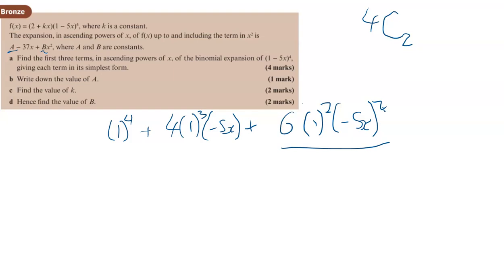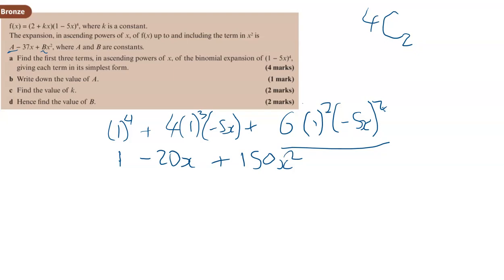I'm going to expand that because it wants it in its simplest form. So I get 1 minus 20x plus, well, that's going to be 25 times 6, so that's going to be 150x squared. And that's it. Let's put that squared a bit better. There we go.